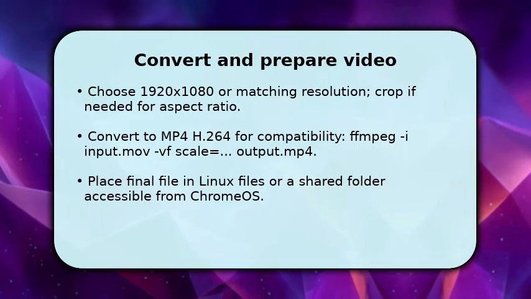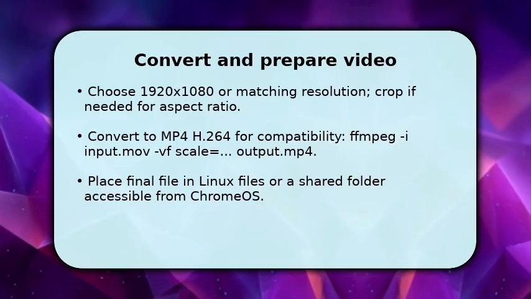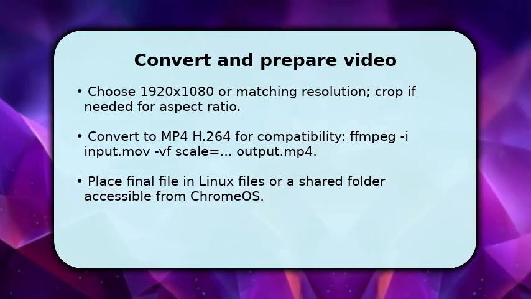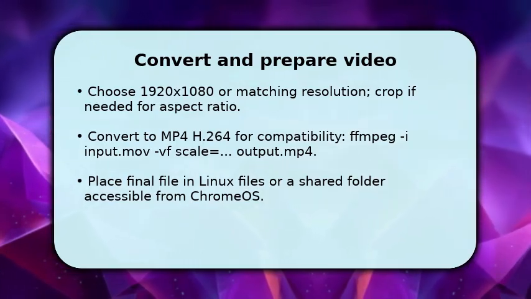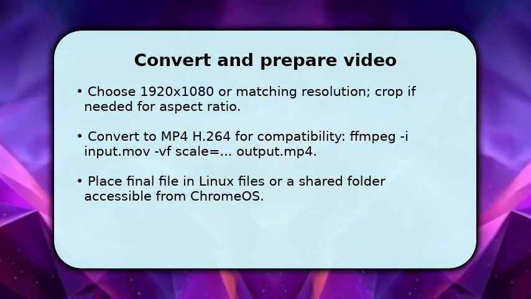Once converted, move the file into the Linux home or the Chrome OS Linux files share so the player can access it. Make sure the file name is simple and avoid spaces. This prevents path errors. Now you're ready to launch playback as wallpaper.